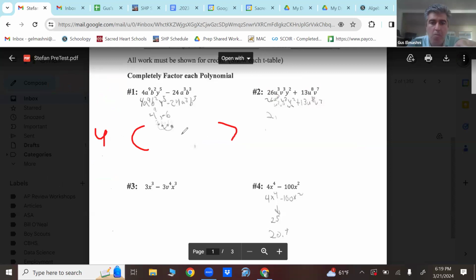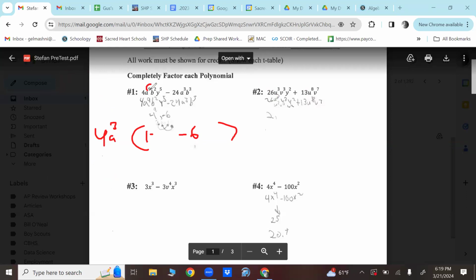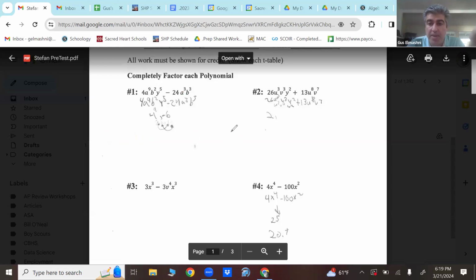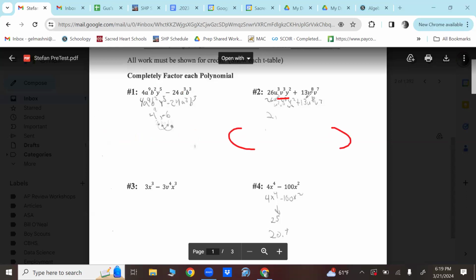We pull the 4 out. We have this. Between A9 and A3, which one is smaller? A3, and that became A6, and that went away. Do the same exact thing with the V's. You have V3 and V7. Tell me what to do. What do you pull out? The V3. Good. So that goes away.